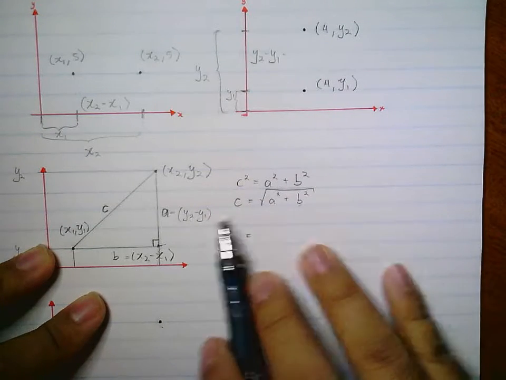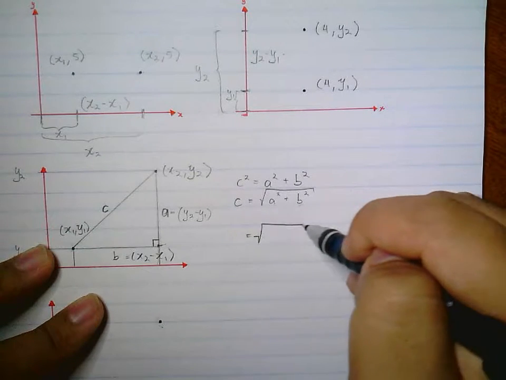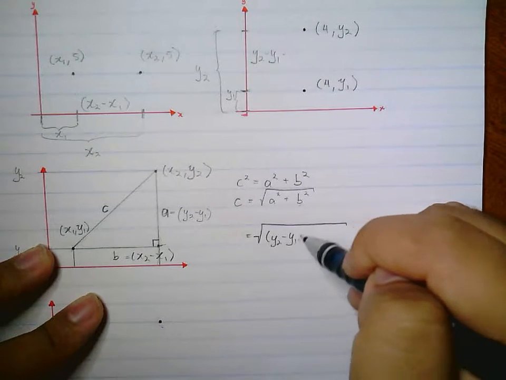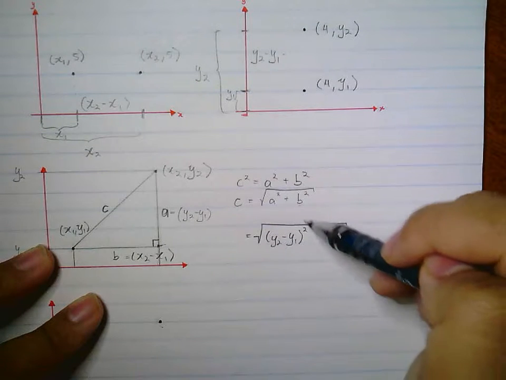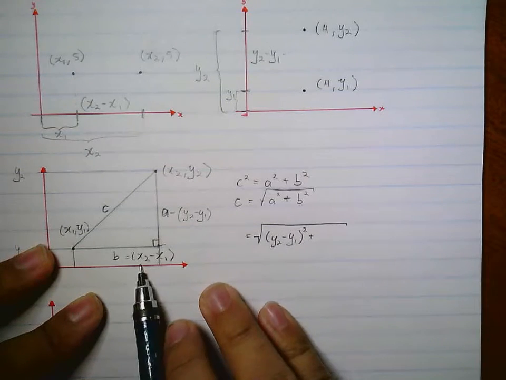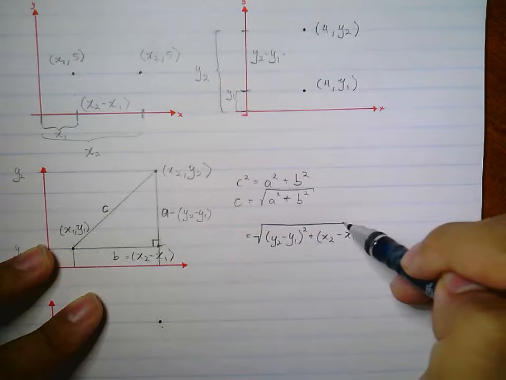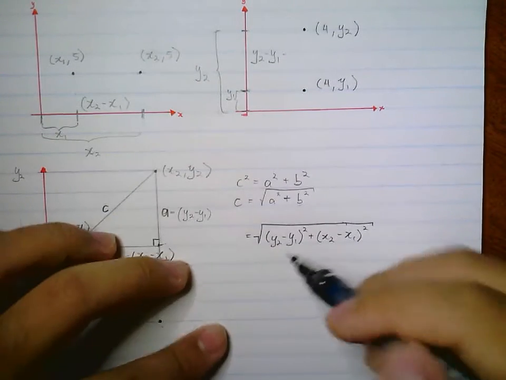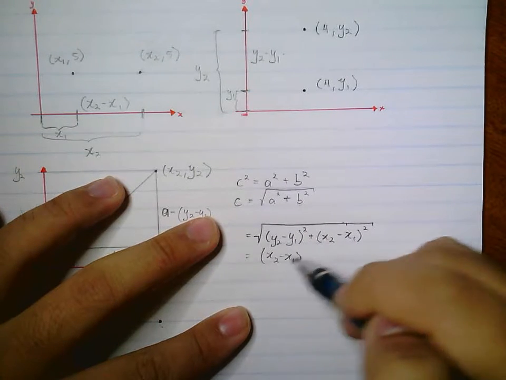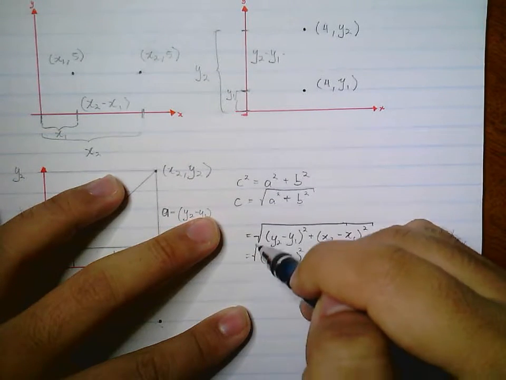We get A is actually y2 and y1. So we'll take a look. We have here A has now become y2 minus y1 squared. The plus is still here. And B is x2 take away x1 squared. And we can just swap these two around just so we get our formula: x2 minus x1 squared plus y2 minus y1 squared.